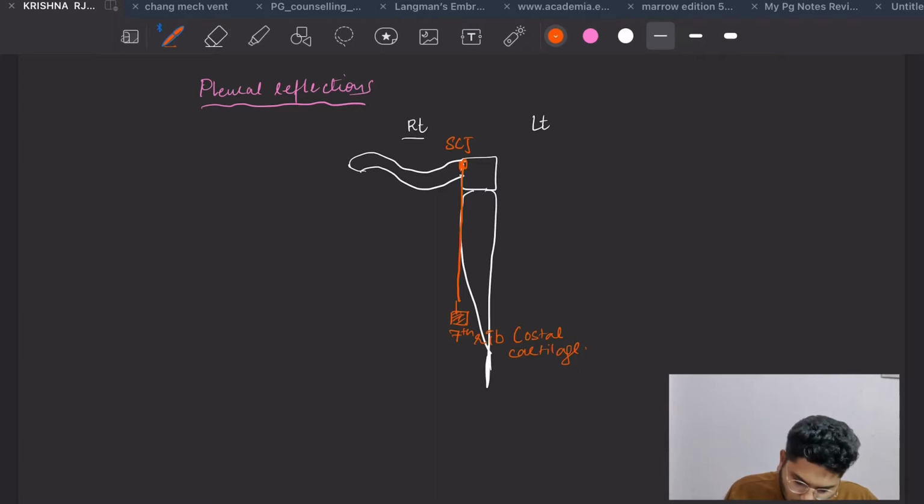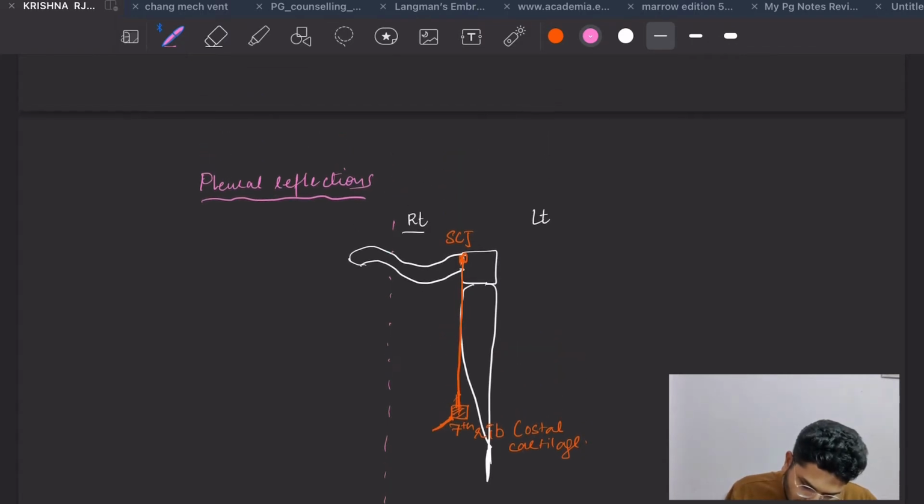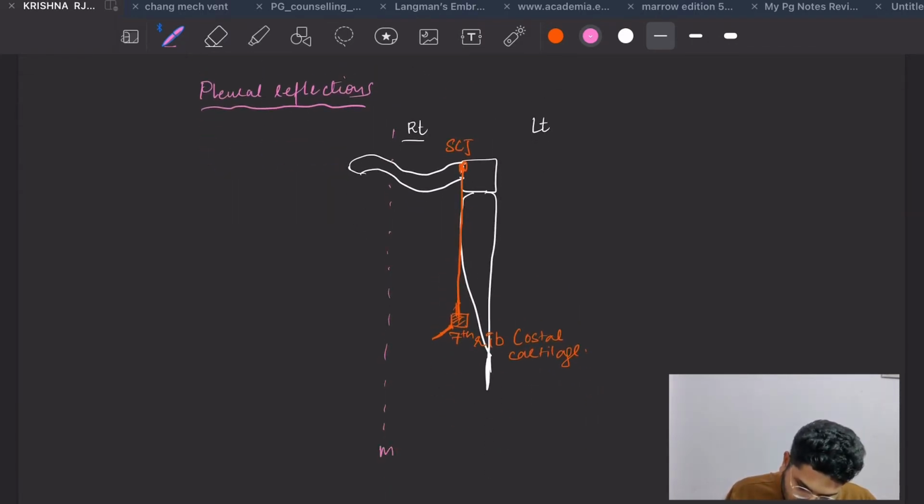Now it is reflected. This is the mediastinal pleura. This mediastinal pleura reflects to form the diaphragmatic pleura at the seventh rib costal cartilage, as a surface landmark. From here the diaphragmatic reflection starts. It will cross the mid clavicular line. This is the mid clavicular line, the line passing through the center of the clavicle.